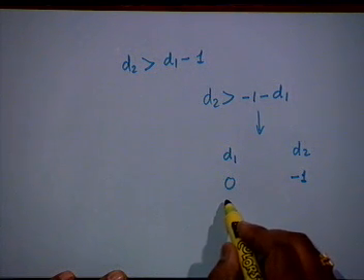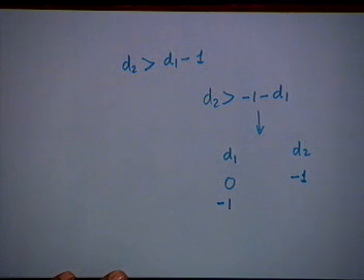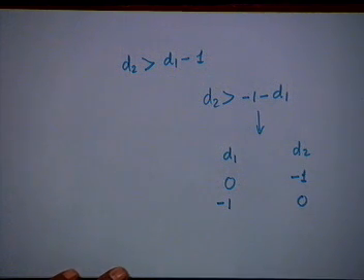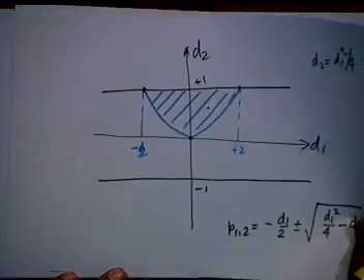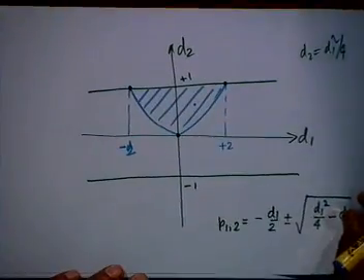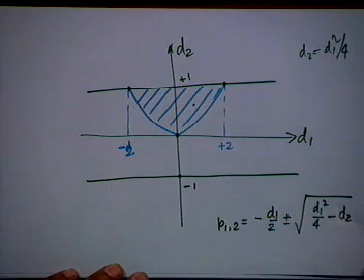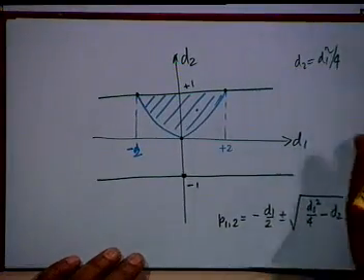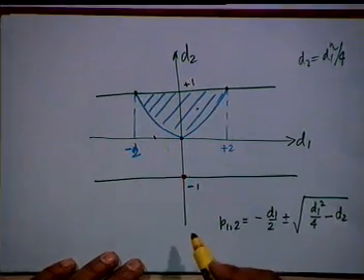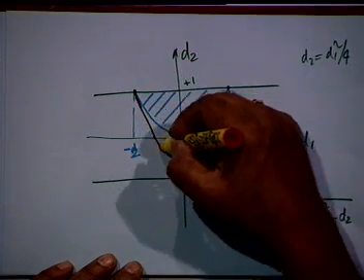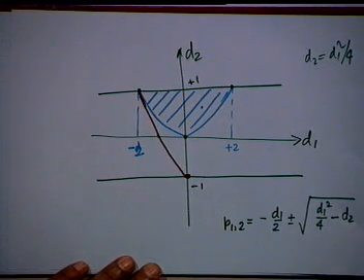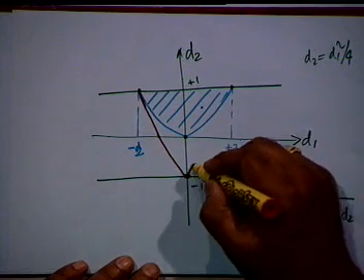If d1 is minus 1, then d2 is 0. And therefore, if we go to this same diagram, d1 0, d2 is minus 1, and the other one is d1 minus 1 and d2 is 0. So, minus 1 is somewhere here, and therefore, this must be the straight line. 2 points are good enough to draw a straight line. In a similar manner, the other straight line will be this one.